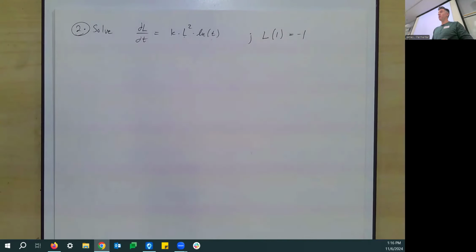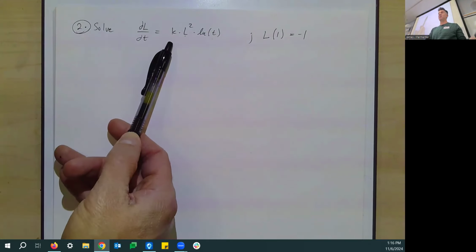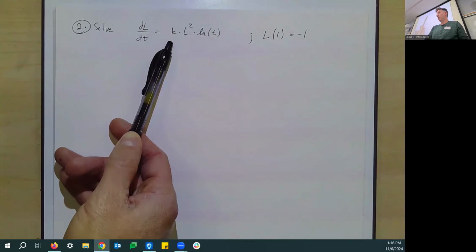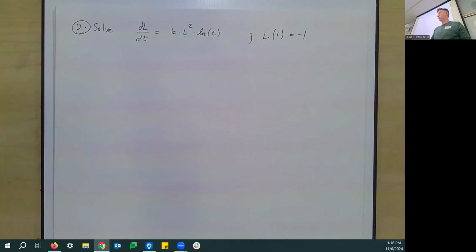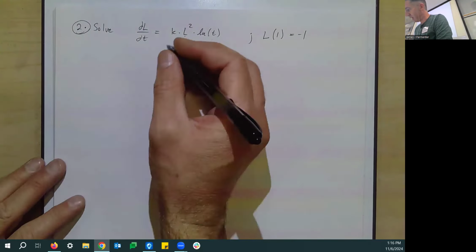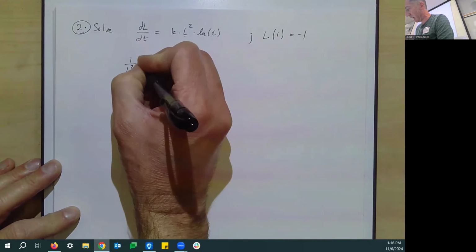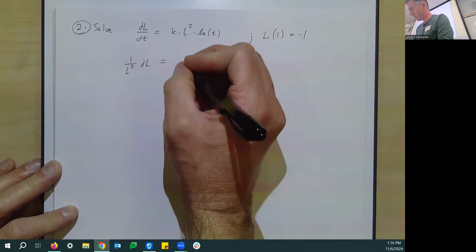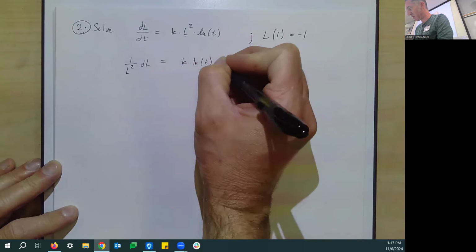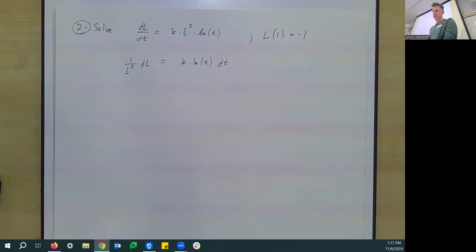It is separable. We can easily bring all of our dependent variable L to one side and all of our independent variable t to the other side. Also, that k there might be misleading, but that k is just a constant. So if you see a letter that isn't one of the ones in your dL/dt, you should assume that letter is just some constant that they decided not to specify. All right, let's solve it. Okay, so I'm going to divide both sides by L squared and get 1 over L squared dL equal to k times natural log of t times dt. Fun times.